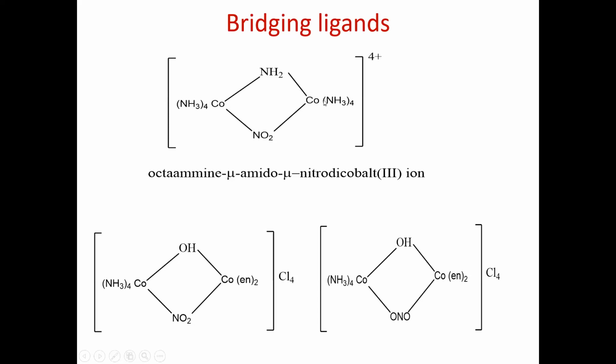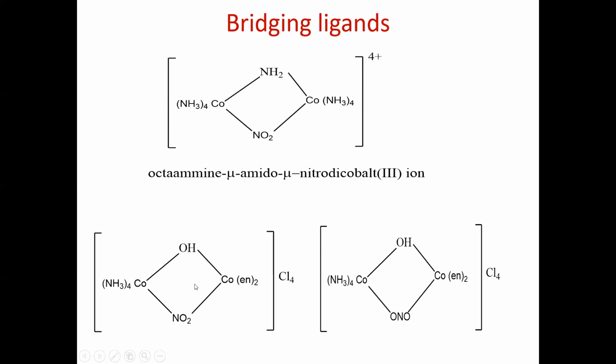I didn't get you. What are you talking about? Understood. For each of the cobalts, it's 6. For the whole complex, it's 12. Okay, I've understood now. For each cobalt, this is 4, 5, 6. This is 4, 5, 6. So for the whole complex, we have 12. But for each cobalt it is 6. Any other problem?